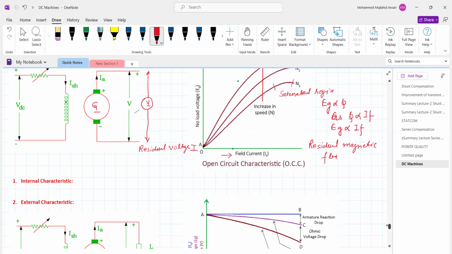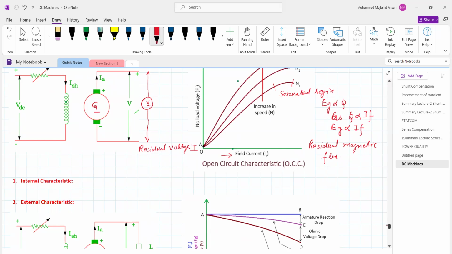Now, if you want to know the open circuit characteristic or no load characteristic of the DC shunt generator, what we will do is disconnect the DC shunt winding and make it separately excited. The EMF induced is observed under no load condition across the terminals of the armature. So we can say that the no load characteristic or saturation characteristic of all types of generators is obtained in the same manner. So this is the first characteristic.